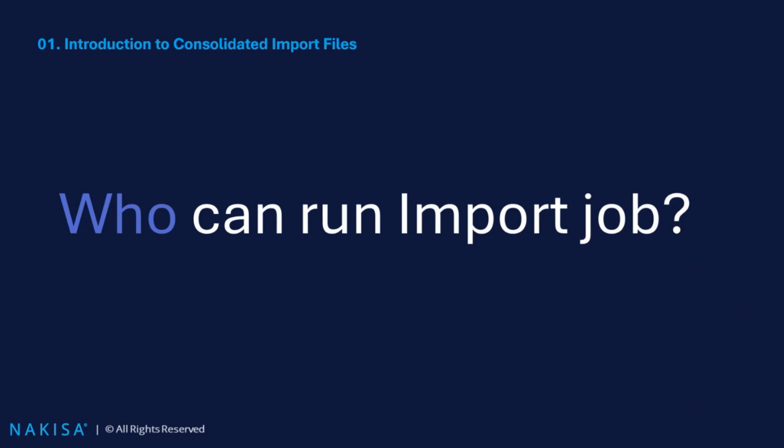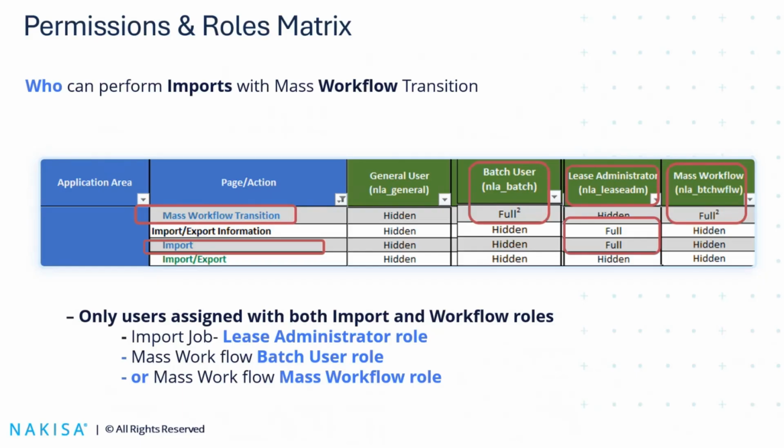Who can run the import job? Like any other task or job that is run on a solution, it is based on your profile. Based on our permissions and roles matrix, the import job as well as the mass workflow transition can be performed by a user who has the lease administrator role, which will give them access to run the import job. They will also need the batch user role or the mass workflow role, which is the new role, to run the mass workflow job. So they must have both roles in order to run or upload a consolidated import file.